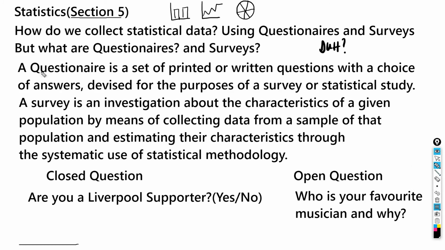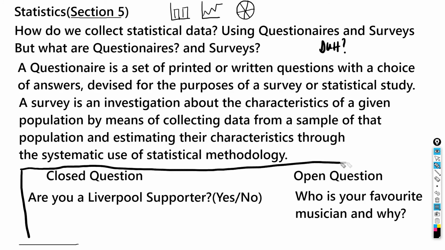A questionnaire is a set of printed or written questions with a choice of answers, devised for the purposes of a survey or statistical study. Cool? So clearly, a questionnaire is just a list of questions on a paper. So think of it this way: think of this as a paper down here, and on this paper, this is the questionnaire.